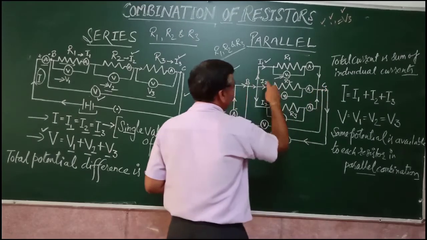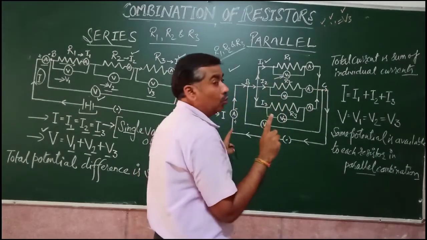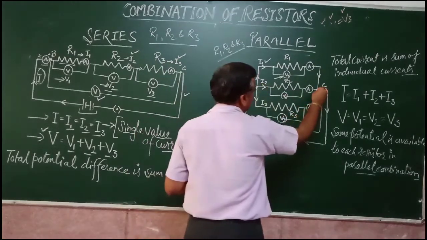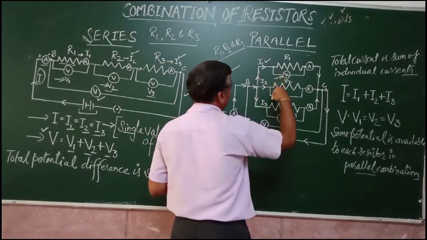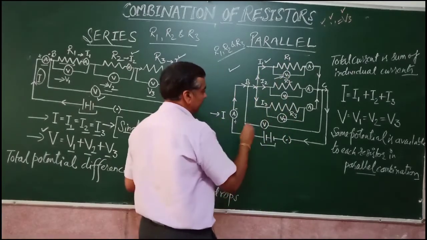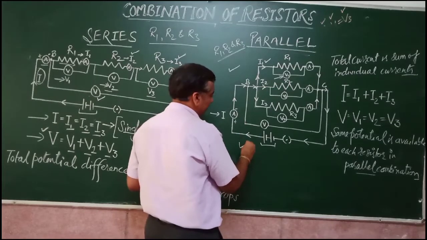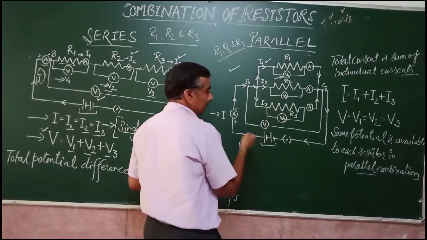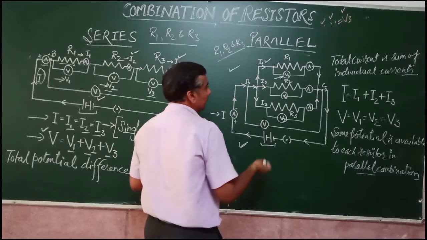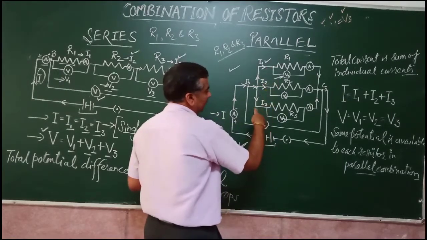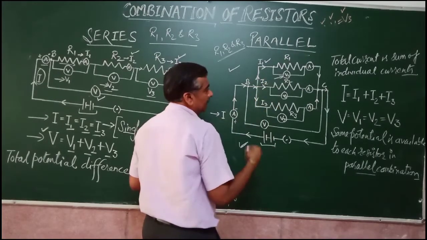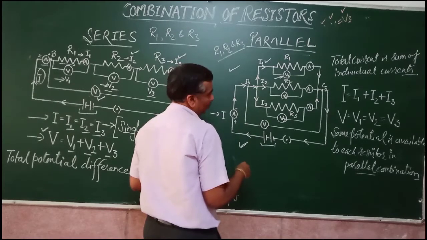What is parallel? When the resistors are connected between two common ends. Now what are these common ends? This is the common end and this is the common end. All the three resistors are connected between two common ends, and that is why it is a parallel combination. And what is the second characteristic? The second characteristic is that there are multiple paths for flow of electric current. By this you can recognize that this combination is a parallel combination.